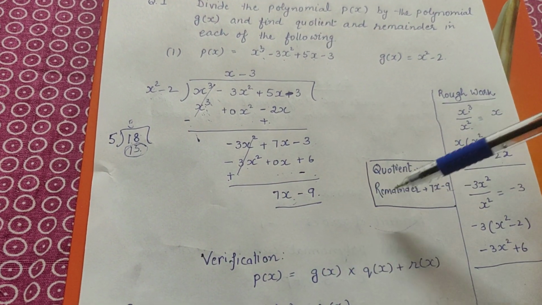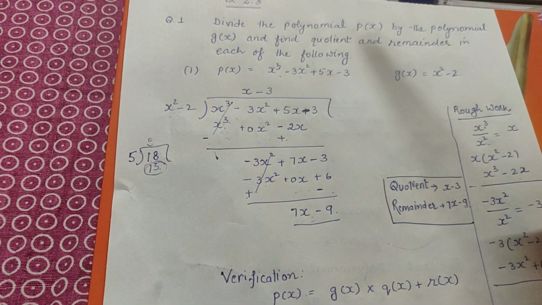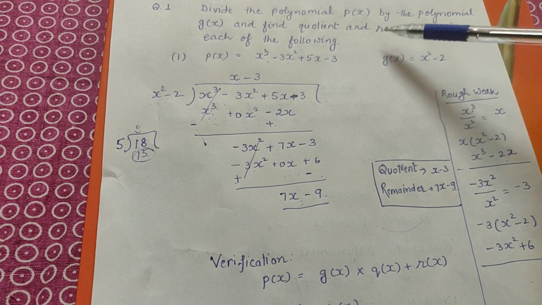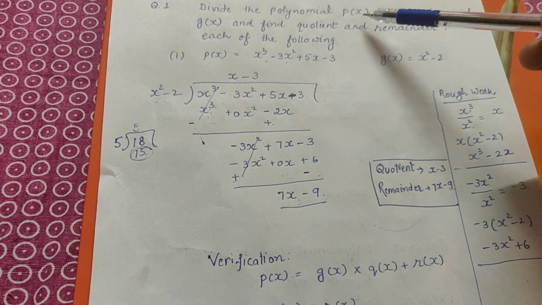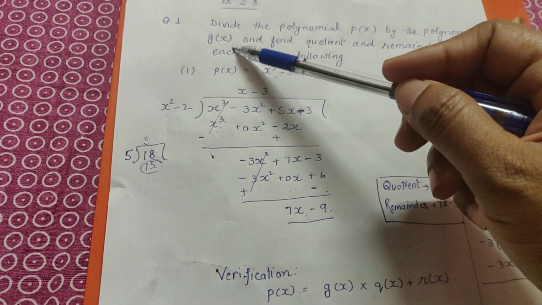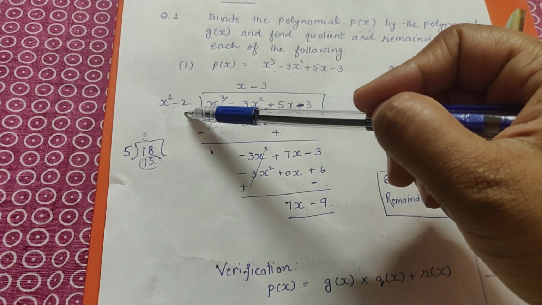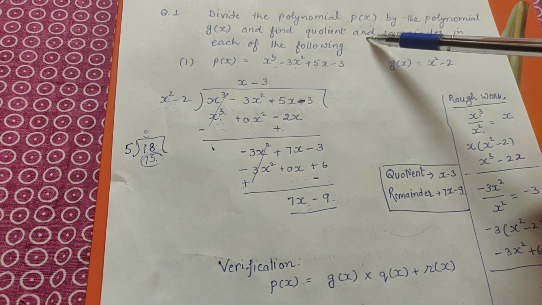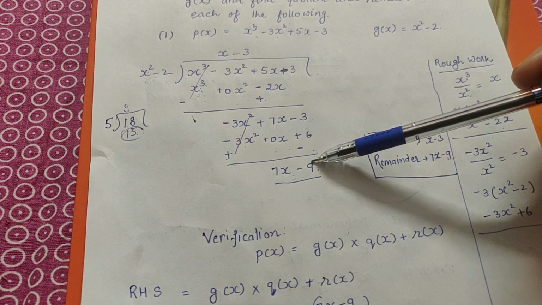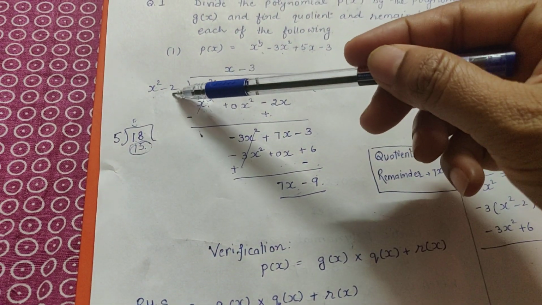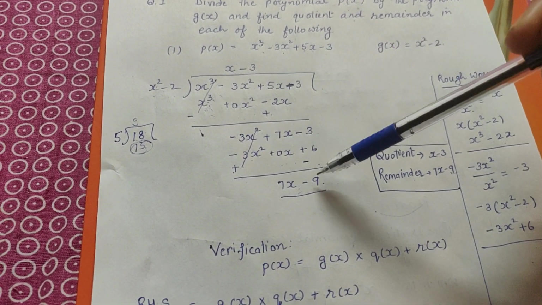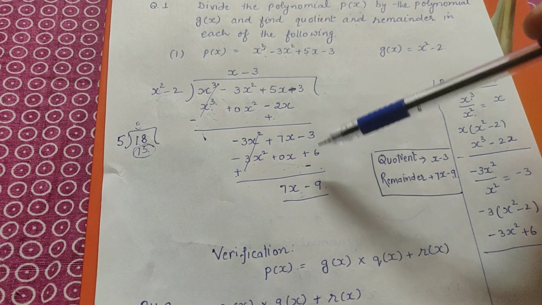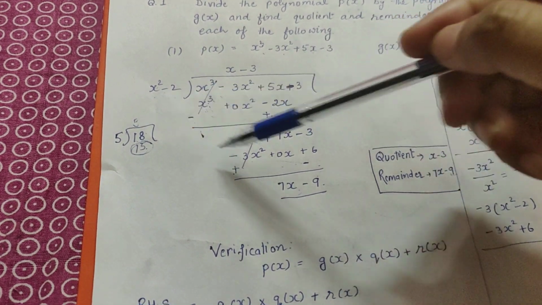Now children, I would like to tell you that this is the first type of question. Simply you have been asked to find the quotient and remainder. Sometimes you are asked whether g(x) is a factor of p(x). Now when will g(x) become a factor of p(x)? g(x) means this divisor, p(x) means the dividend. When is this divisor a factor of the dividend? If the remainder is 0, then we say g(x) is a factor of p(x). So as you can see, the remainder is not 0 here, so this g(x) is not a factor of p(x). If the remainder is 0, then it is a factor of p(x).